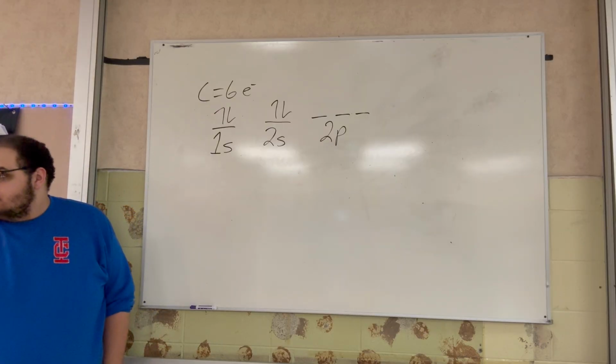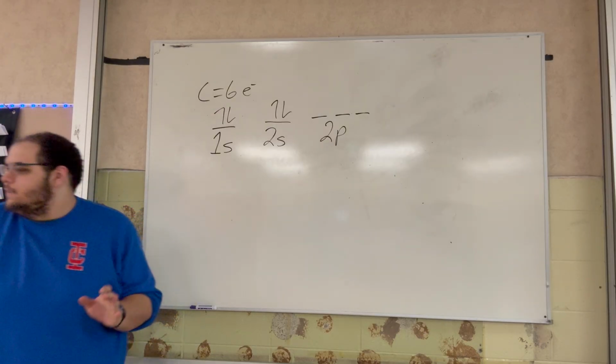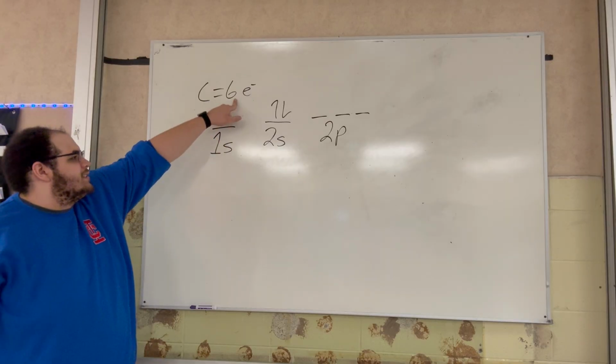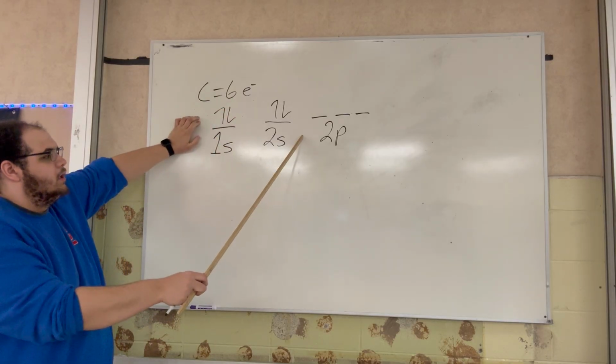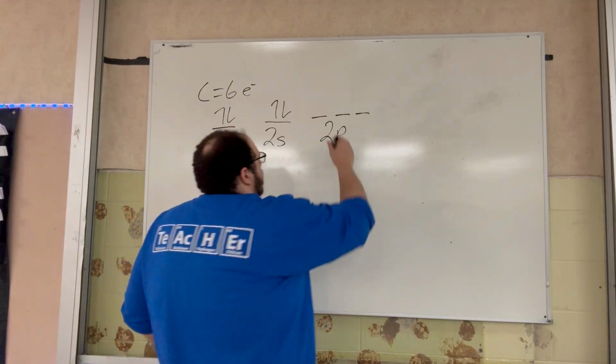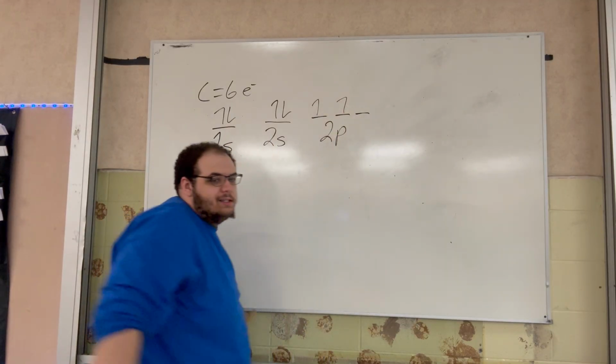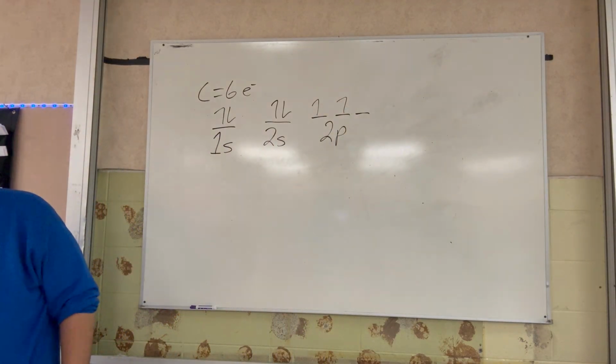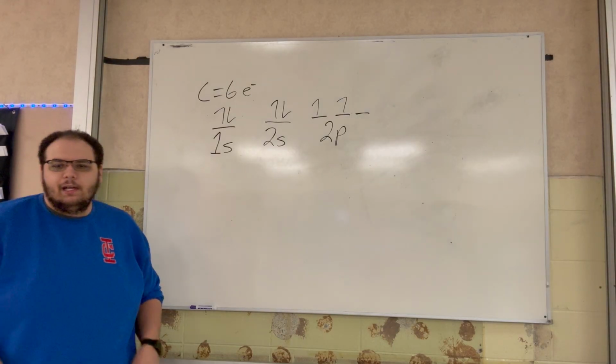How many electrons do I need to put in p right now? I needed a total of 6. I've got 4. I need 2 more. You don't double them up. We have to go 1 and 1 according to Hund's rule. There's my orbital notation for carbon.